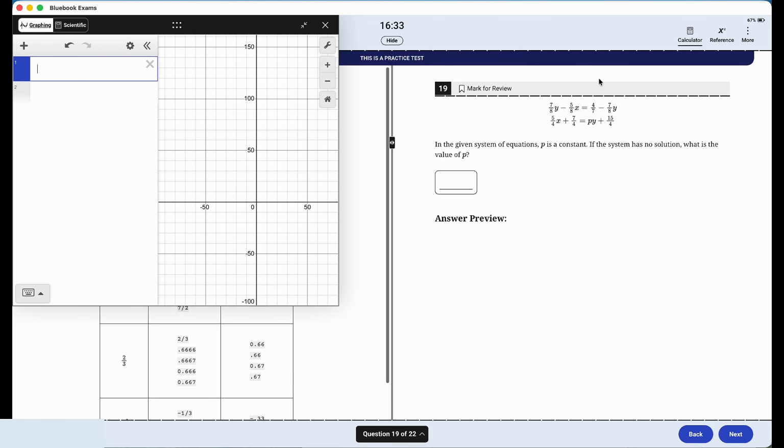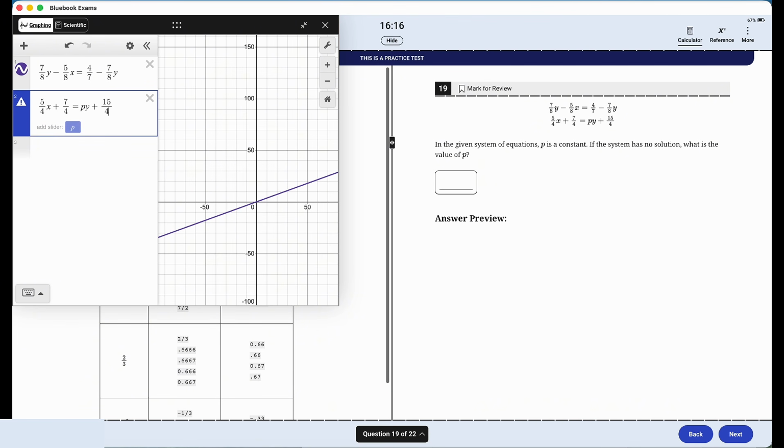Next one here. This is a common question you see at the end of the test, and there's a really quick way to solve this. They give you these two linear equations like this, and you can graph one of them. So this first one, there's no issues, it'll graph it. But the second one, if I enter this into Desmos, it's not going to like it. It's going to have a problem with it, and the problem is it doesn't know what P is, and that's the question. If it has no solution, what's P?